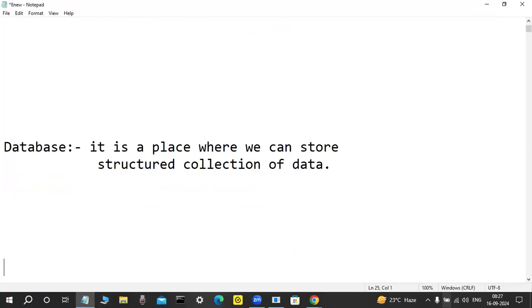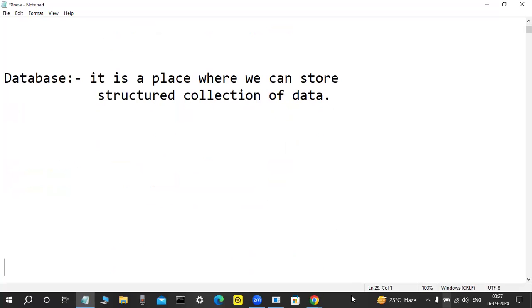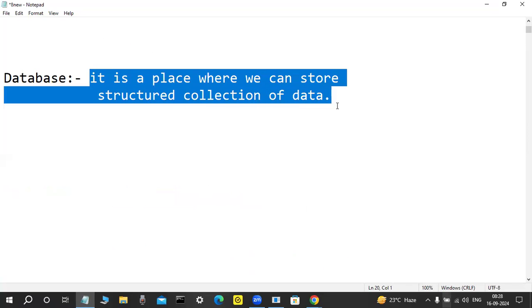Is this a logical or physical structure definition? Tell me, anybody. Very good, you are telling correct. It is a logical structure. That's why in books everyone writes this definition only, but administrators describe it differently. That's why it is a place where we can store a structured collection of data. Okay, fine, this is the terminology up to now.